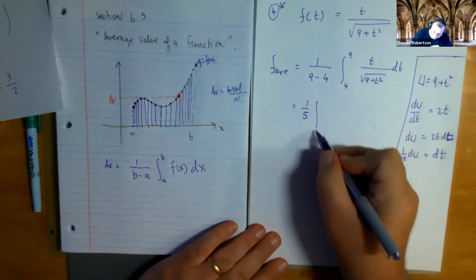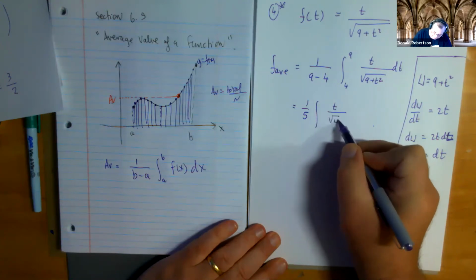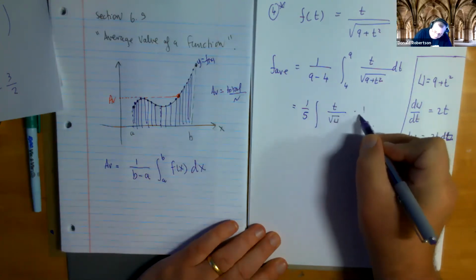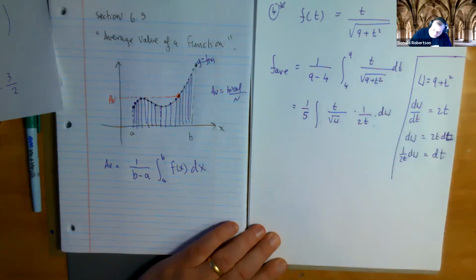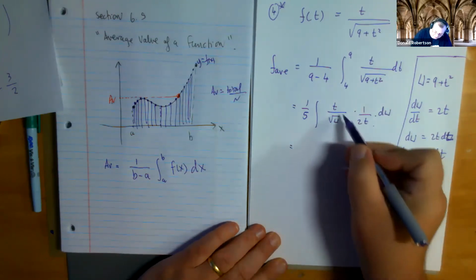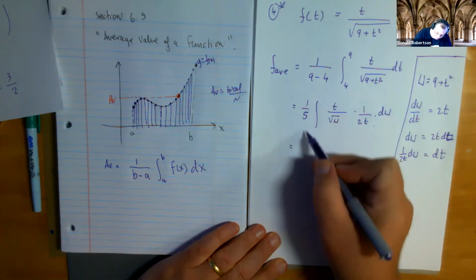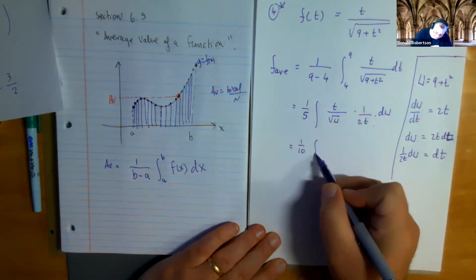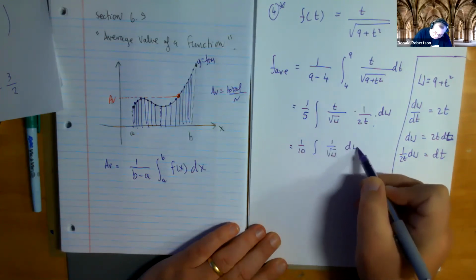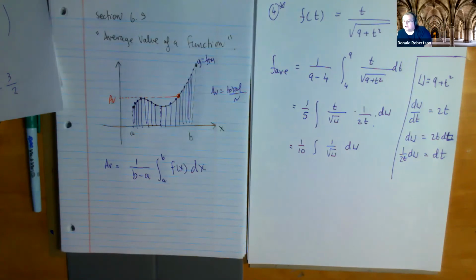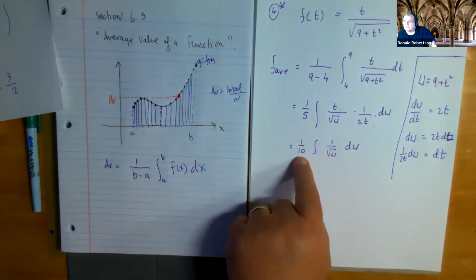So we have the integral of t over the square root of u times 1 over 2t du. The t's cancel. That basically is a half. I'm going to pull it outside and call it a 10th. And that means that we're now dealing with that situation, right? Are you comfortable with that 2 comes out and makes us a 10th?